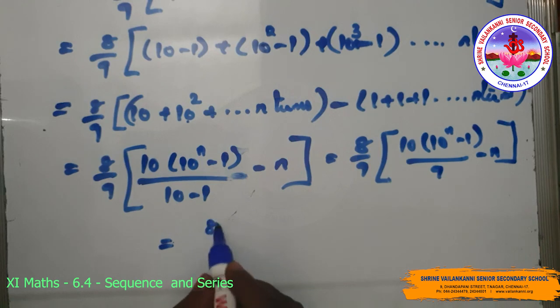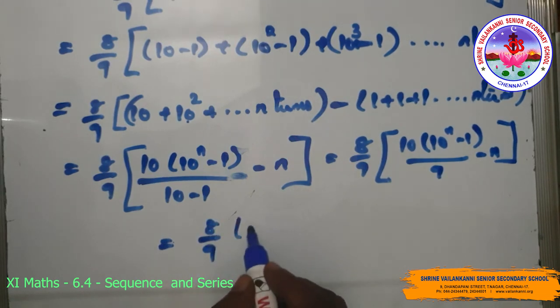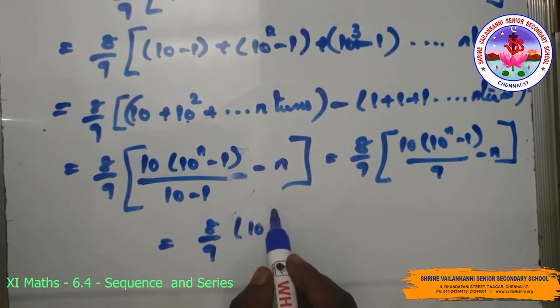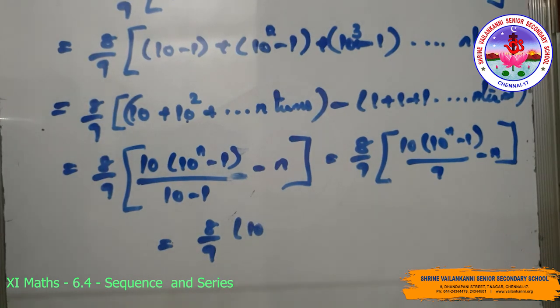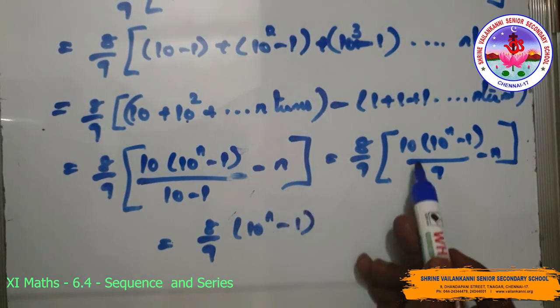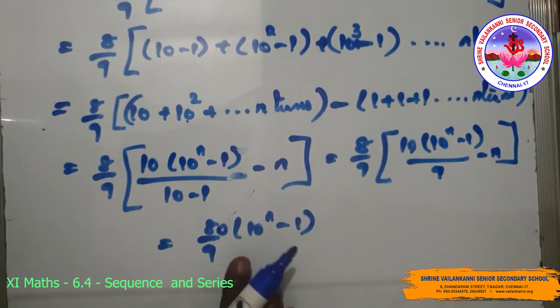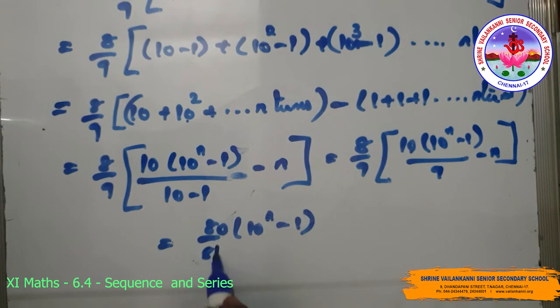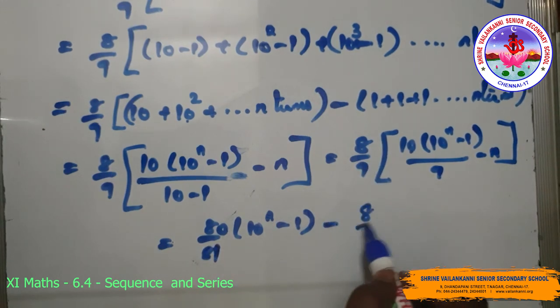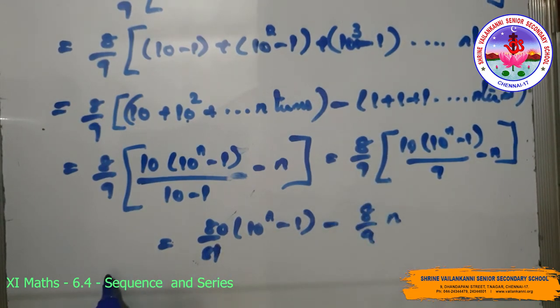So otherwise we can write this as 8 by 9, 10 power n minus 1. So here we can multiply 8 into 10, which is 80, and 9 into 9, which is 81, minus 8 by 9 of n. So 80 by 81 into 10 power n minus 1 minus 8 by 9 of n.